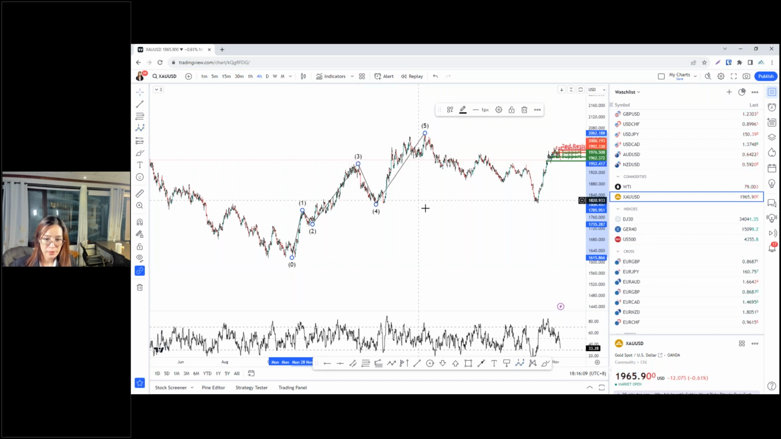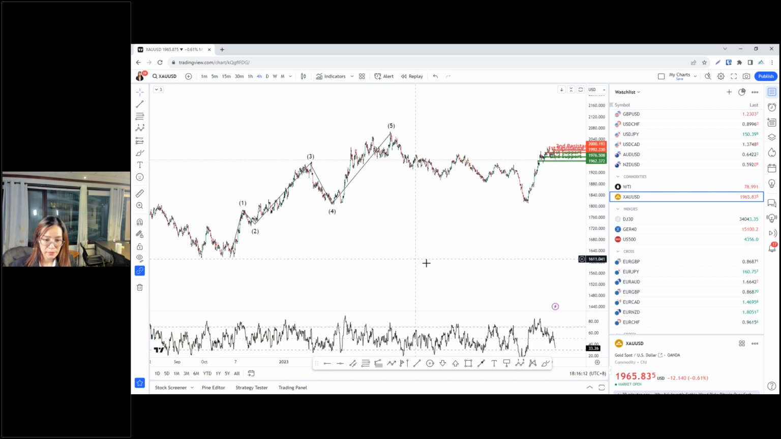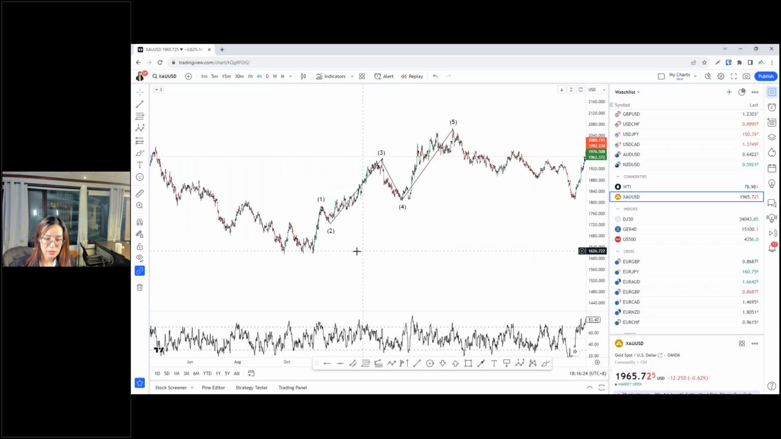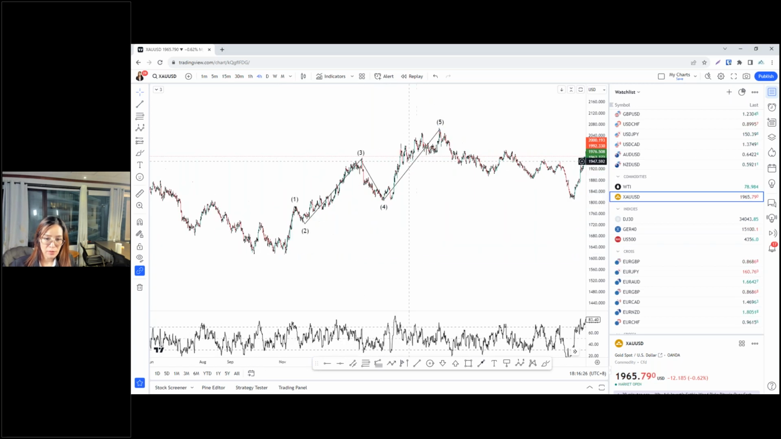What you see, the rule is that wave 2 is not retraced more than the beginning of wave 1. Wave 4 does not overlap wave 1. And wave 3 is never the shortest among waves 1, 3, and 5. In this case, waves 1 and 3 are shorter than wave 5 but wave 3 is longer than wave 1. So I consider this an Elliott wave, right?